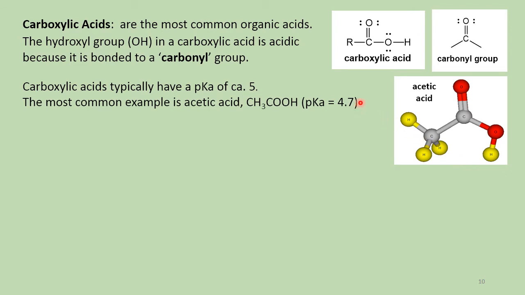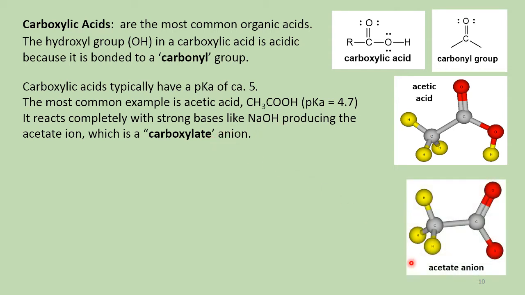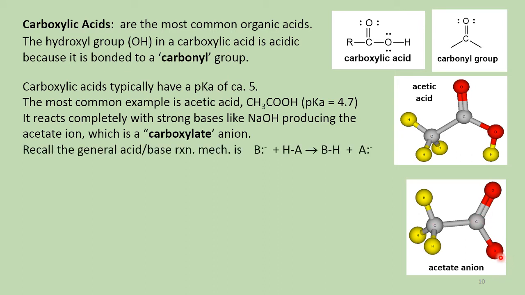It has a pKa of 4.7, and it will react completely with strong bases like sodium hydroxide, producing the acetate ion, which is an example of a carboxylate ion. Here's the acetate ion, CH3-carbonyl-O minus, without its hydrogen ion. Do you recall the general acid-base mechanism? Here's our base, electron pair donor. Here's our acid, electron pair acceptor. The base will donate a pair of electrons to the hydrogen ion, the hydrogen in the acid.